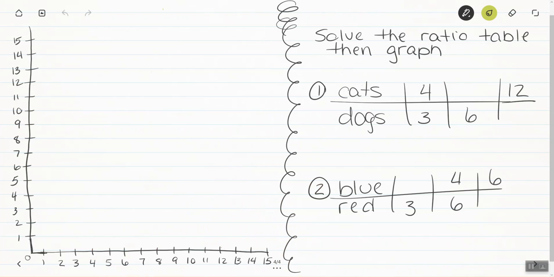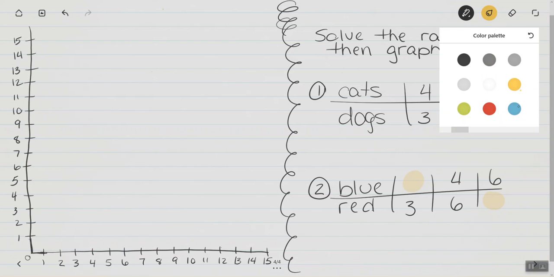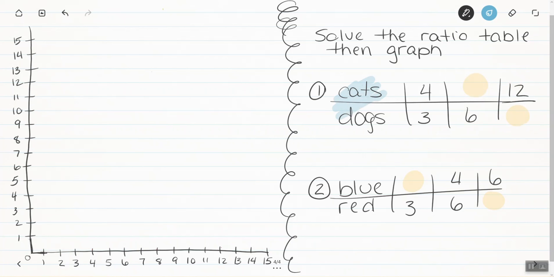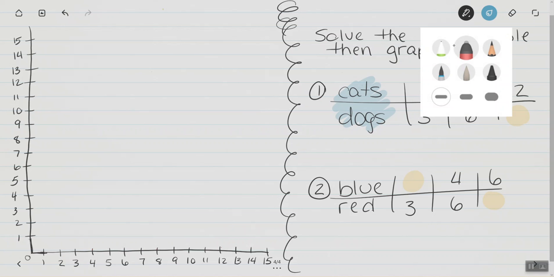So looking at problem number 1, we have cats and we have dogs, and we need to fill in the ratio table where we have items missing. So we're missing a point here, and then the other one for the blue and the red, I'm missing them for here and here. And I'm going to do this problem in blue because I'm going to graph it in blue. So I'm going to highlight it in blue.